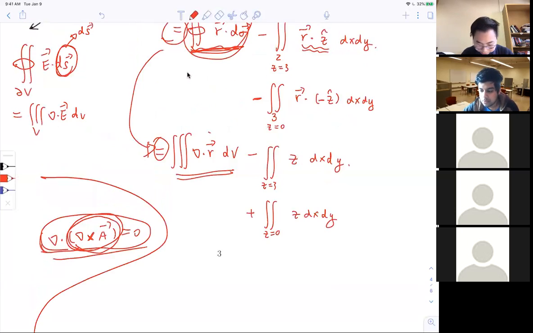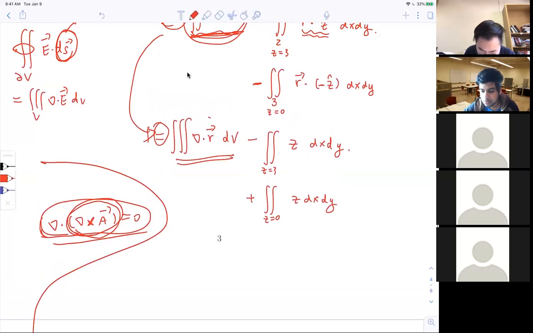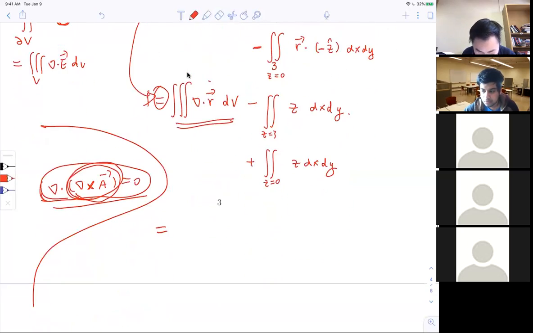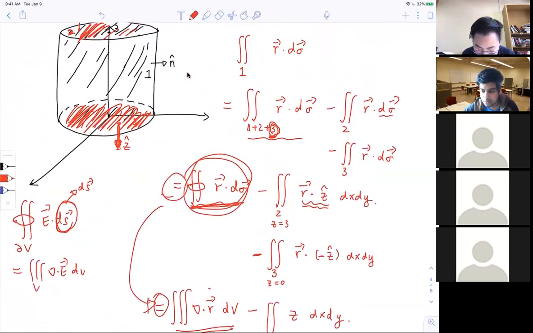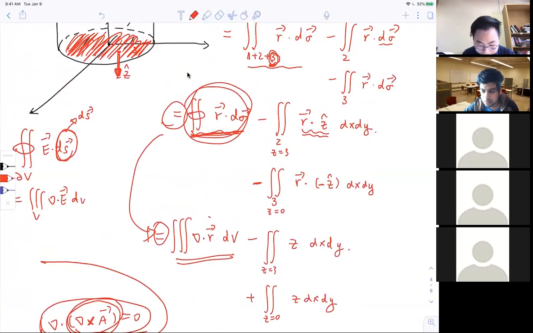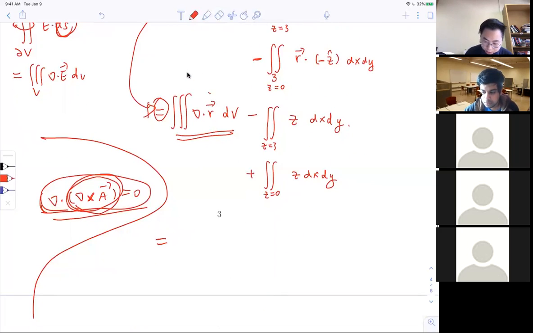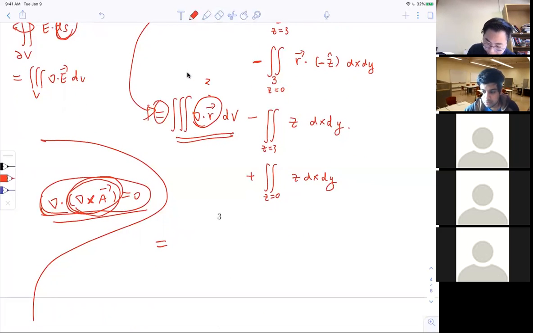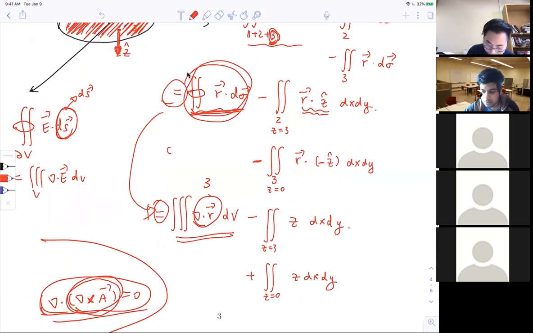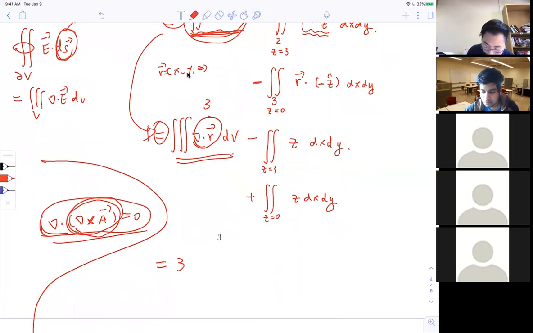Okay, so basically, let's go back to our problem here. It's nice that you're asking so many questions, and the best way to learn something is by asking questions. So this guy is 3, because r is x, y, z, and when you take the divergence, you get 3. So it's a constant, and the constant integral is nothing but 3 times the volume of the cylinder.